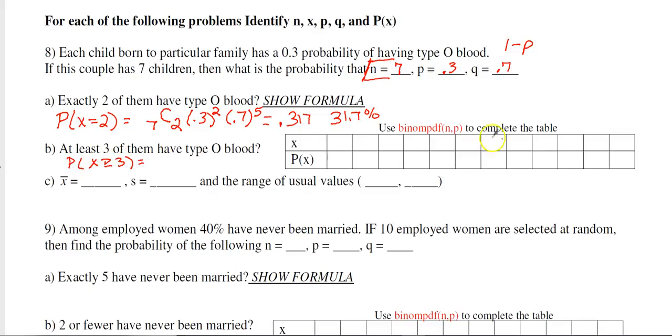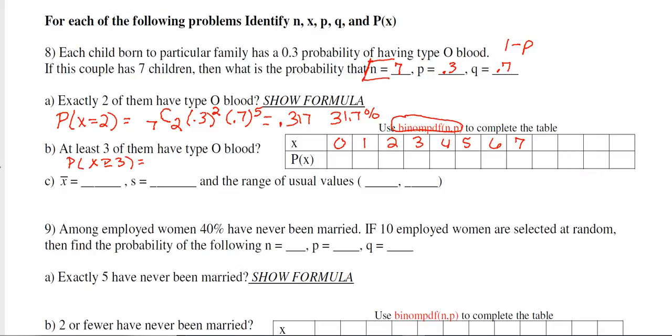So what we want to do is fill out our table. So 0, 1, 2, 3, 4, 5, 6, 7. These are the possibilities that I could have. No children having type O, 1 child having type O, 2, 3, 4, all the way up to 7 children having type O. Now remember, the probabilities came from this formula. Well, there's an easier way to find it.